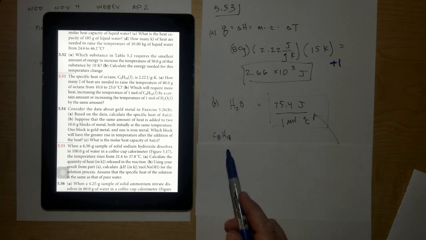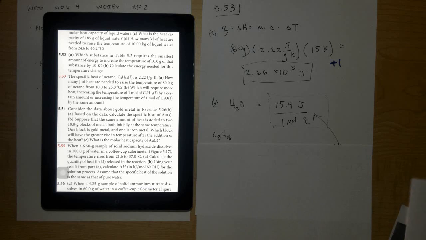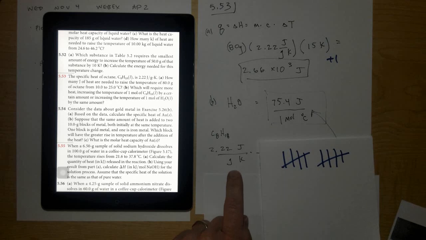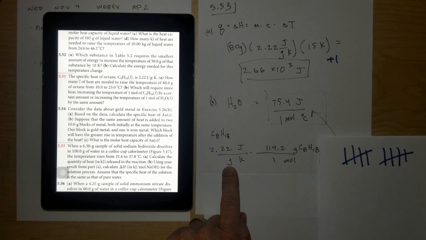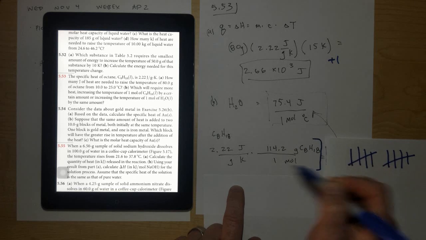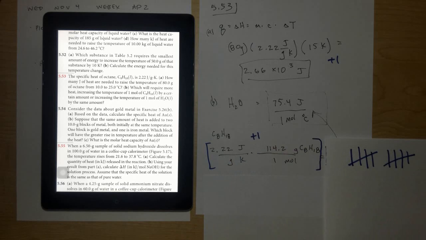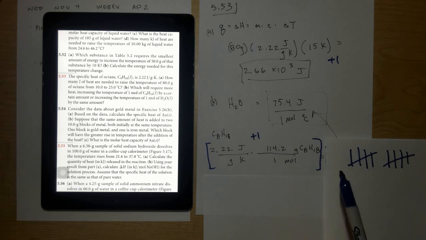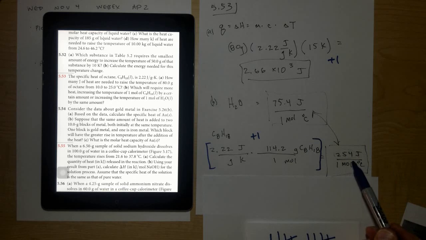So here's octane, C8H18, and its specific heat capacity is 2.22 joules per gram Kelvin. I want to go from grams to moles. So there's 114 grams in 1 mole. This work right here earns 1 point on your homework, so put +1 next to that if you have it. If you don't, please write it down. I added up 8 C's and 18 H's to get 114.2. The grams cancel with the grams, and my molar heat capacity is 254 joules per mole Celsius.